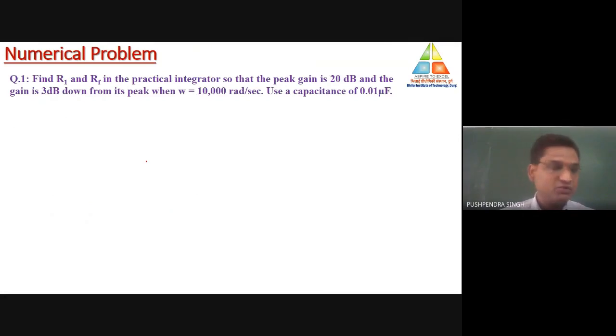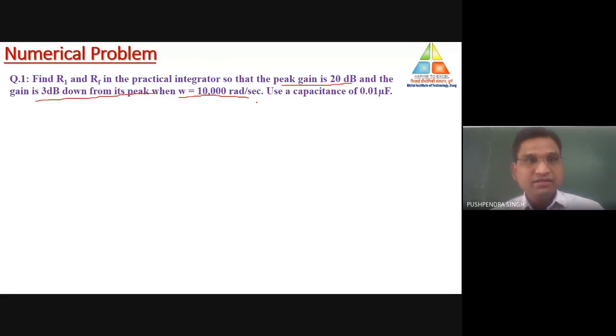Now moving further to questions related to integrators. In question number 1, we need to find the value of resistances R1 and RF in the practical integrator. What is given? The peak gain is 20 dB, and the gain is 3 dB down from its peak when omega is equal to 1000 radians per second.